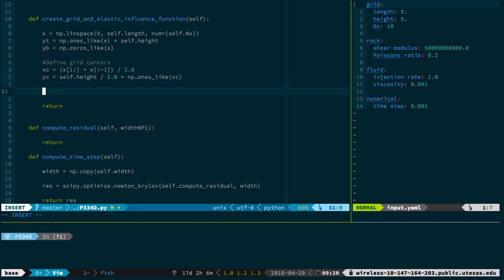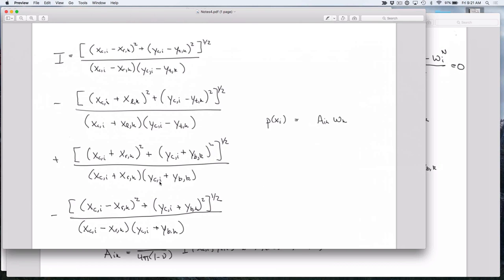So now we get to start the fun stuff. Let's just start. If I have XC, remember what we're doing here is I'm about to start coding that up. That's the center of the ith grid block minus the right hand side of the kth grid block, that quantity squared, plus that other term, the whole thing's under a square root.